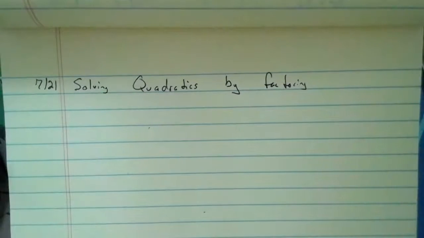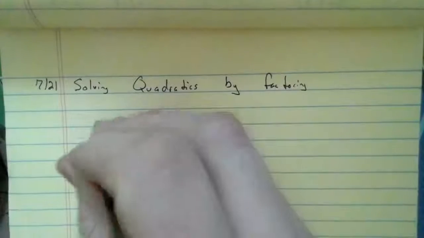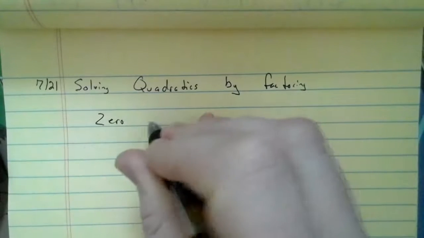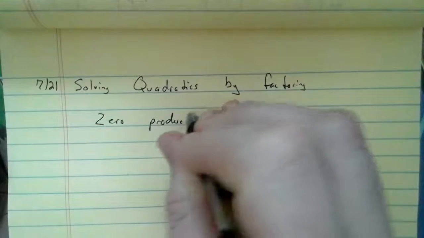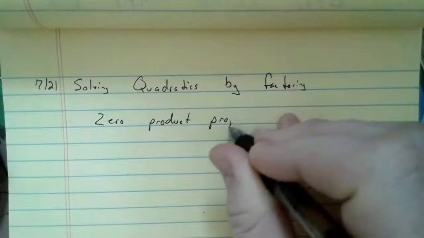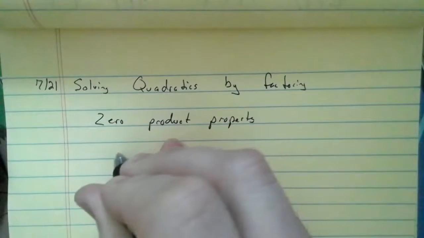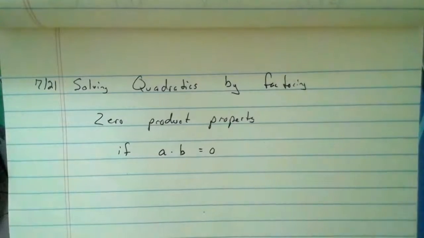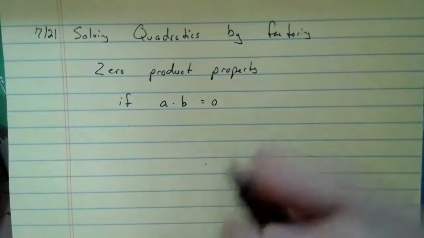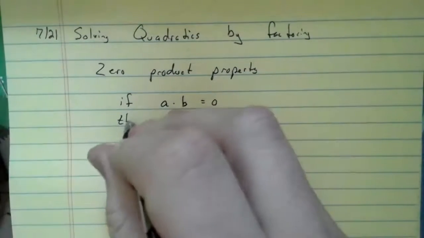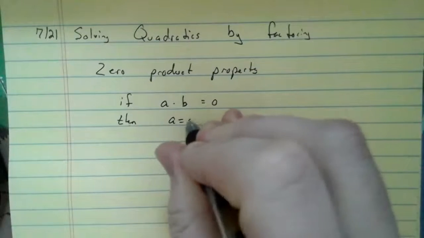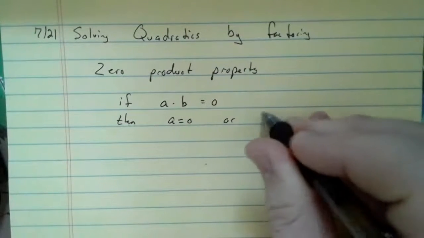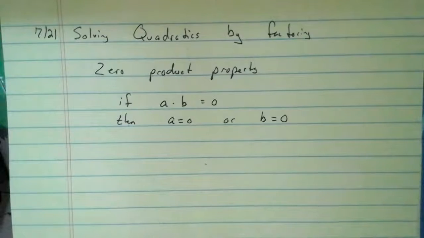Okay. You've seen this before, so this should be a review topic. It should be pretty straightforward. This hinges upon the idea of what's called the zero product property. Now what the zero product property says: if A times B equals 0, then what must be true? Well, if A times B equals 0, then A equals 0 or B equals 0. So that is the zero product property.